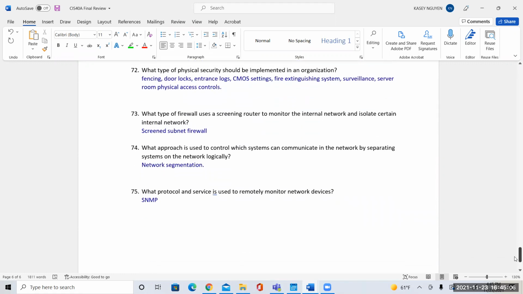So lastly, 74. What approach is used to control which system can communicate with the network by separating systems on the network logically? That will be your network segmentation. And 75, what protocol and service should be used to remotely monitor network devices? That's your SNMP. Use version 2. But the older system would have version 1.